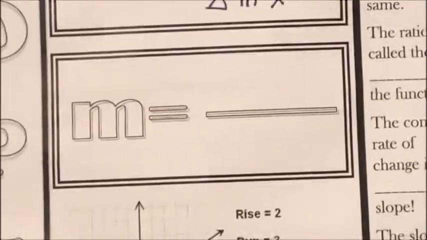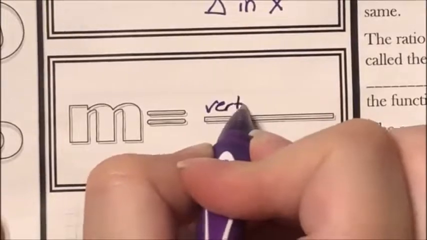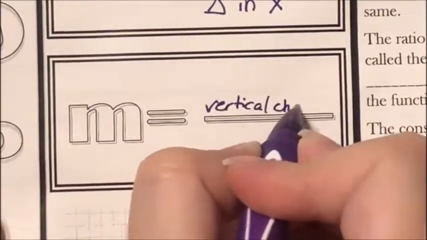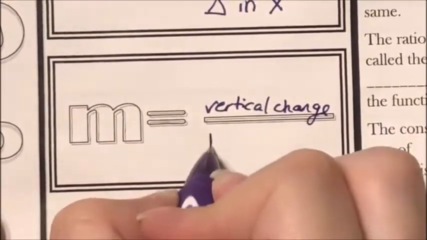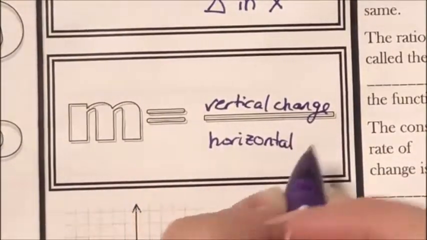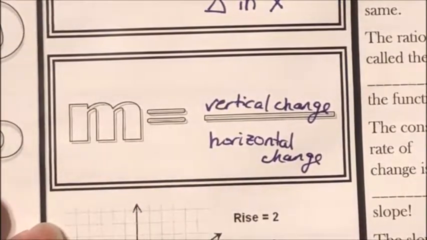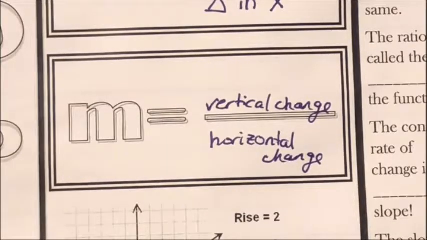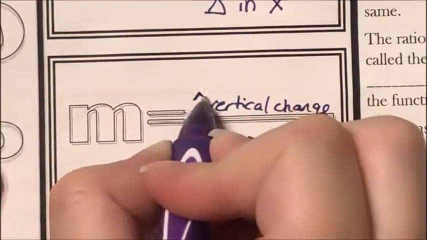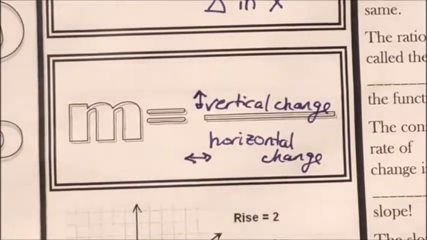A third way we can look at slope is the vertical change over the horizontal change. Okay, so you do vertical change over horizontal change. And vertical change is going up and down, and horizontal change is going across. So vertical change is going up and down, and horizontal is going across like that, okay?